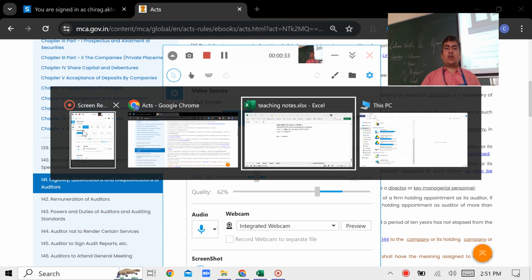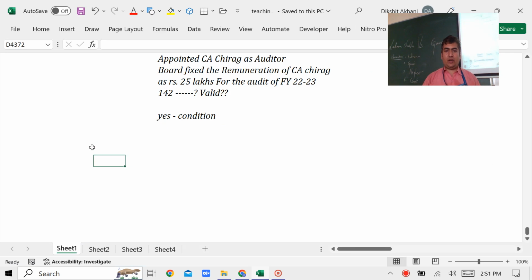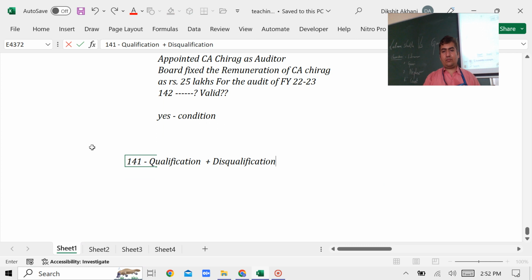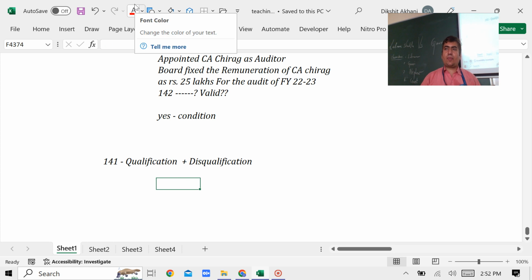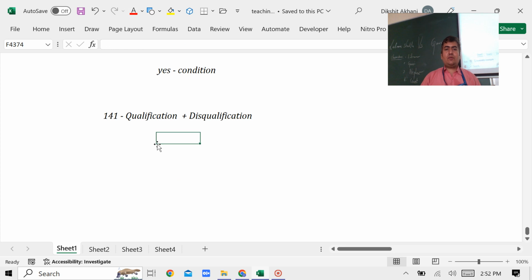So what is 141? It is talking about the two important aspects. All right. When I speak about section 141, first is the qualification, and second it is talking about disqualification. Qualification and disqualification. 141. Let's begin this question with the two important questions, and then we will try to solve it. That basically, what is the concept of these two?